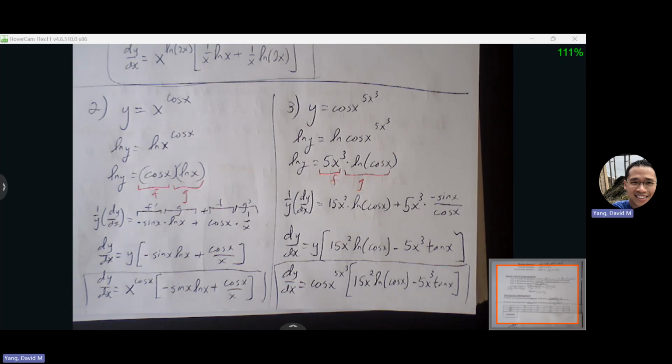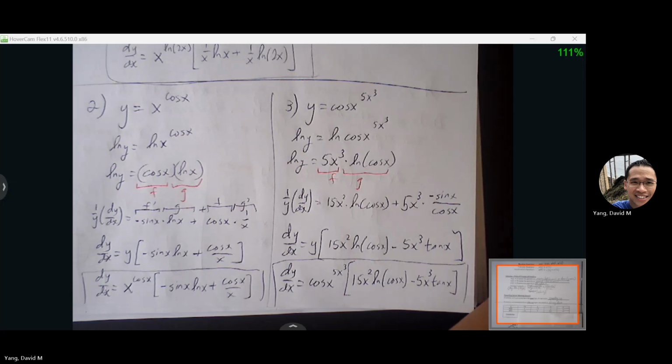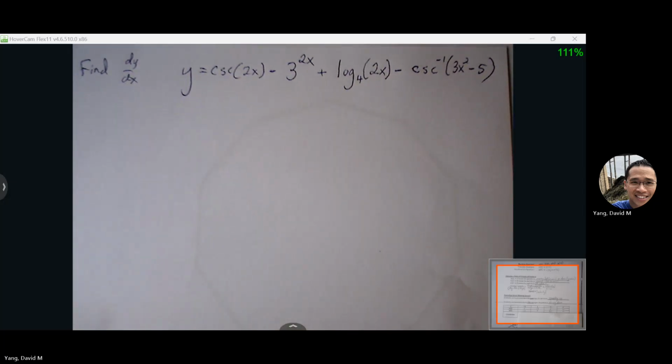Okay, a little bit of time here. Let me create a problem that we can maybe practice our derivative rules here. Try this one here.